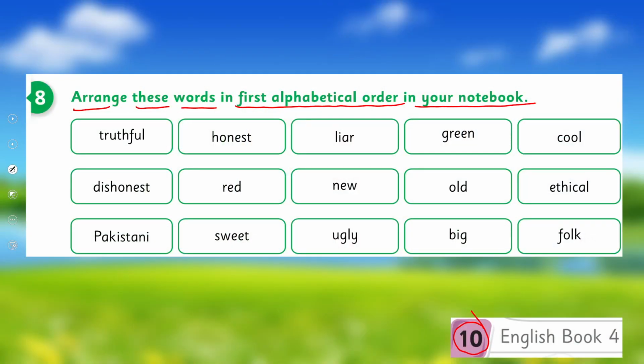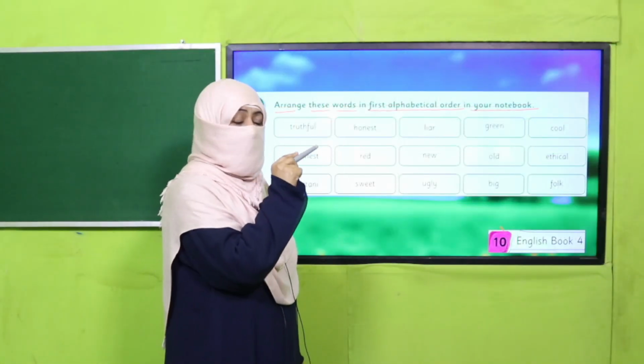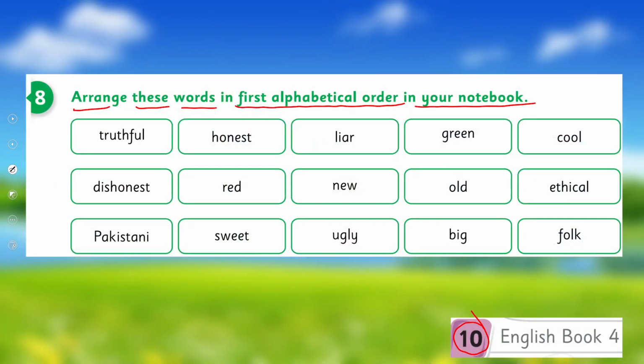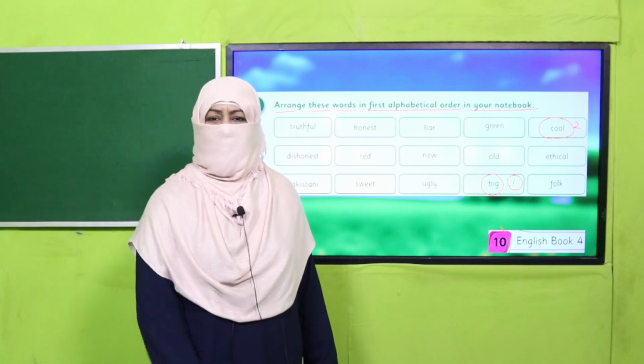You will read the word, the first letter, what comes first in ABC, you will write first. So the first is A, there is no word starting with A. The second is B, so here B, it will come first. The next is C, so it will come second. Quickly arrange it in your notebook. Pause the video and enjoy this activity.